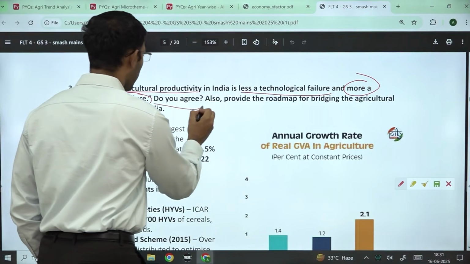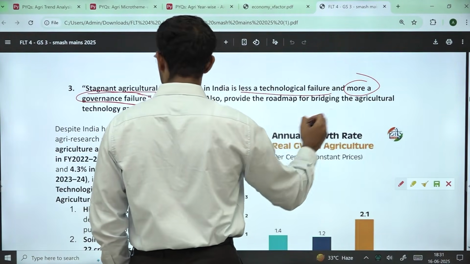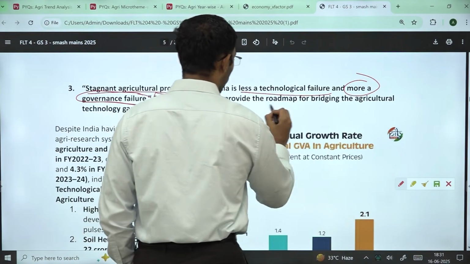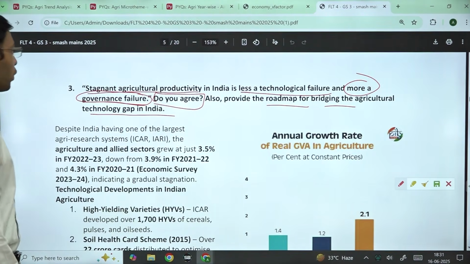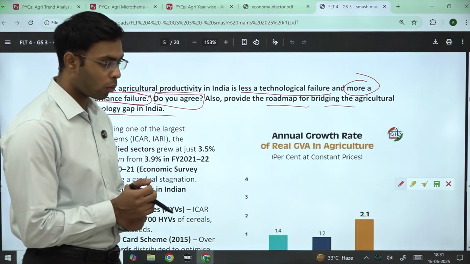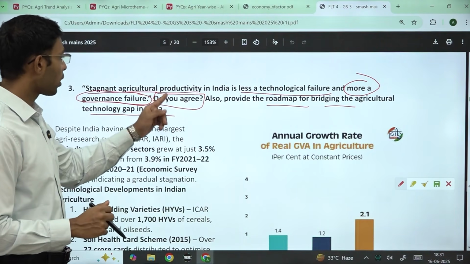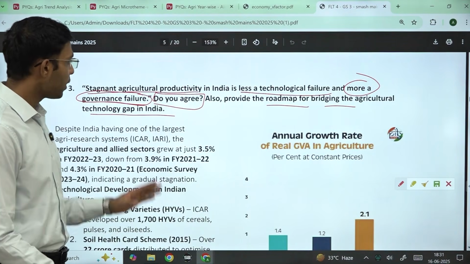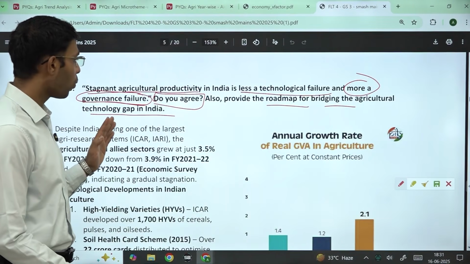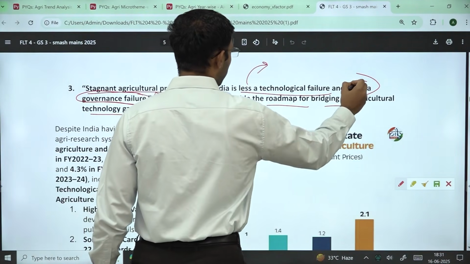So they're asking you, do you agree? This is the main question. I would box this. Also, provide the roadmap for bridging the agricultural technology gap in India. The roadmap for bridging the technology gap in India, right? Now, I have seen a lot of people who sometimes don't realize what is the demand of the question. Now, this is a good example to see that. Stagnant agricultural productivity in India is less a technological failure and more a governance failure. Now, it seems a very nice statement, but then what people tend to do is they talk more about this part than this part.